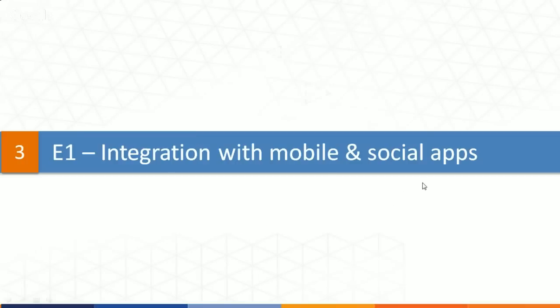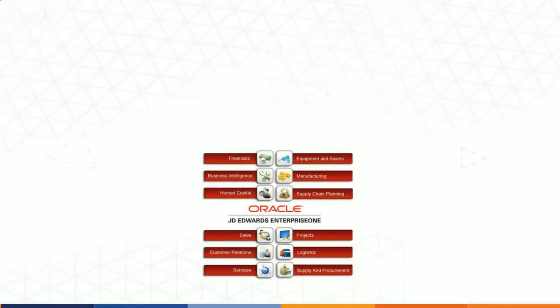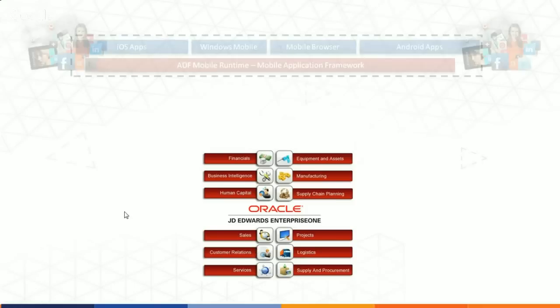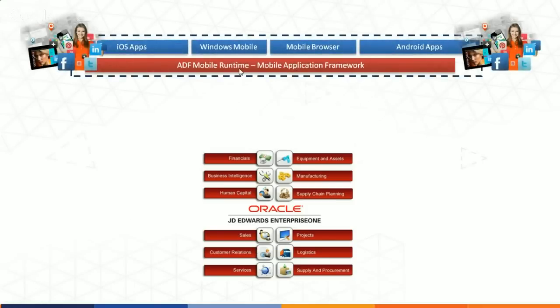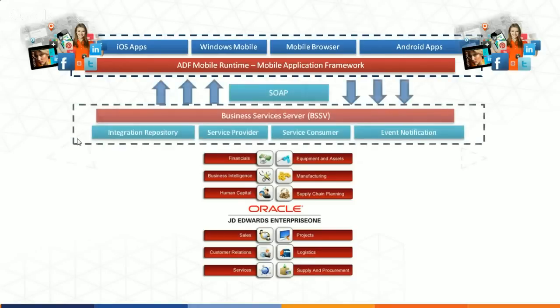Same is the case with your social app on your social networks as well. So let's take a quick look again at what scenarios are required for integration between your event server and your mobile and social apps. Your mobile and social apps can be either native apps, iOS, Android, Windows Mobile, or whatever, or they could be browser-based apps like using PhoneGap or an ADF mobile runtime. Now there are two approaches here. One approach that we already discussed, which is the business service server approach, using SOAP protocol.